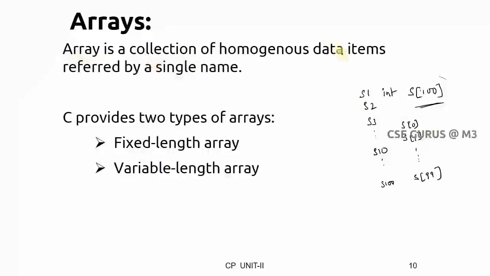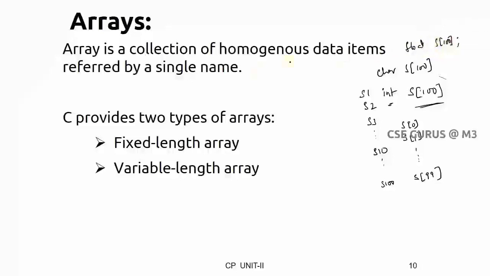So it's a collection of homogeneous data items. Why homogeneous? If I take it as int, all 100 element values should be integers. If I take char s[100], all must be characters. If I take float s[100], all 100 values must be floating point numbers.